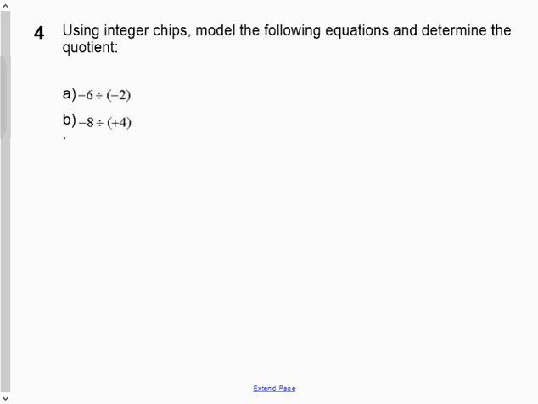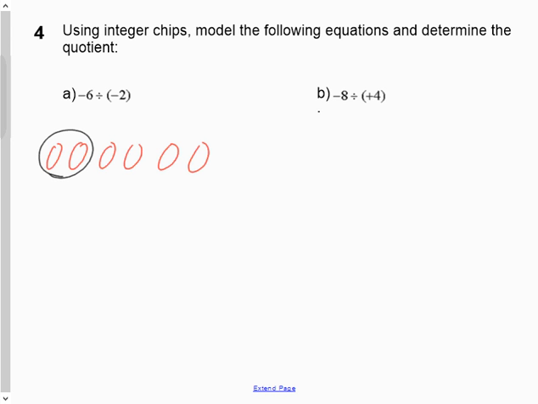Your next question, same thing. Why didn't I just bring this over here? Using integer chips, model it. So I have -6, so I'm going to draw -6. And I'm going to divide this into groups of -2. I'm going to divide it into a group of -2, another group of -2, and another group of -2. How many groups did I create? I created 3 groups. So determining the quotient, the answer is +3. And the picture is -6 divided into groups of -2 makes 3 groups.